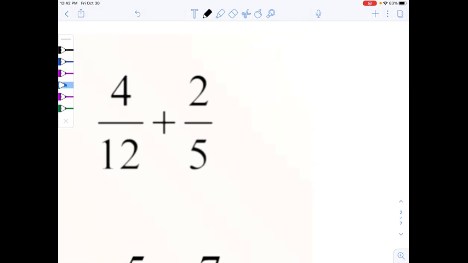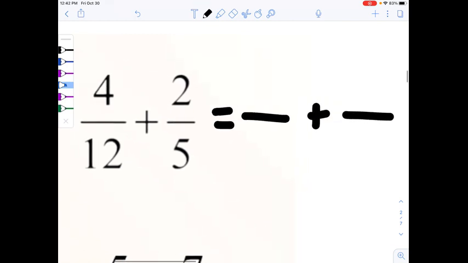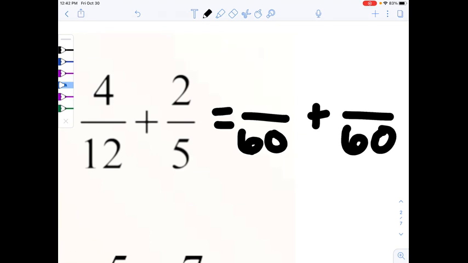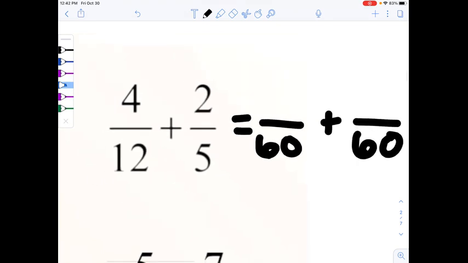So write down this first example of 4/12 plus 2/5. We need to think of a common denominator of 12 and 5. And when in doubt, you can always multiply them together. So, for example, 12 times 5 is 60. So we know that 60 can be used as a common denominator.